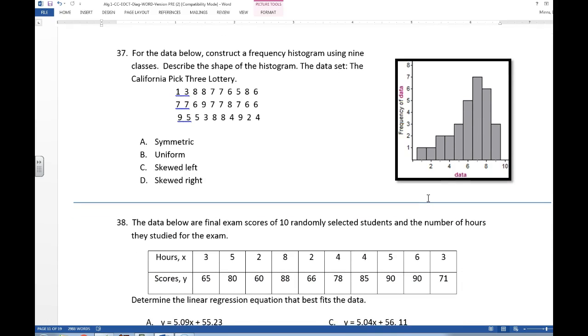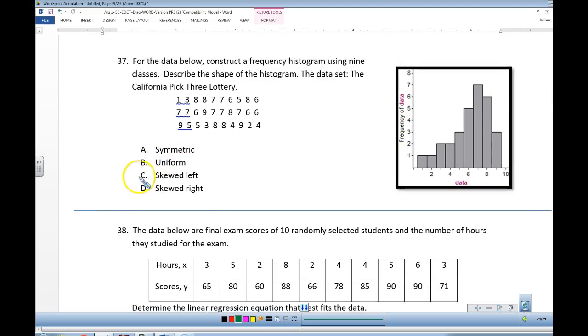Number 37. We have to remember our shapes of our distributions. Let me remind you what our 4 shapes look like. Symmetric. A symmetric distribution looks like a bell shape. Does this look bell-shaped? No. It's got a long tail off this side. A uniform distribution means it's the same for the whole time, so it's a flat line. That's a uniform distribution. So this distribution is skewed.